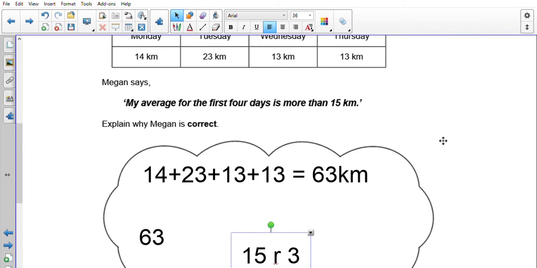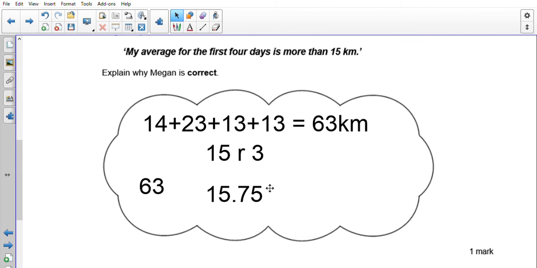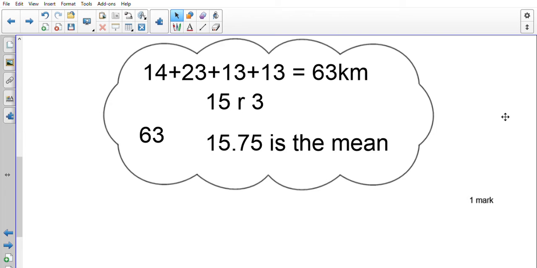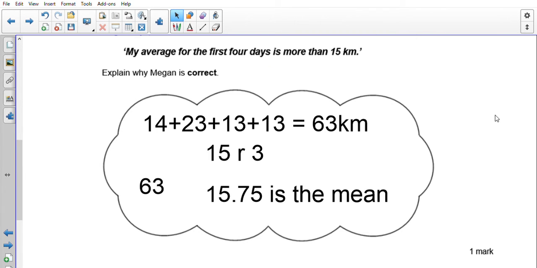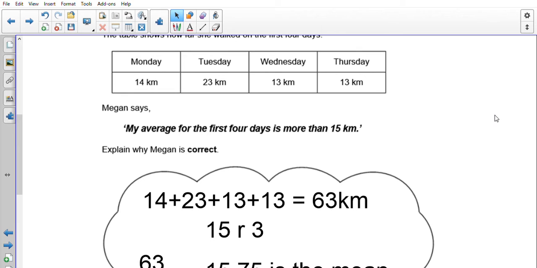Let's just dropped off the page there. Okay, and so what I would then just say for that is, so that's the mean, and then all you need to say is that that's greater than 15, so she's correct. Okay, so at the moment she's at 15 remainder 3, or 15.75 kilometers per day on average. Which means that if that's what she walked each day, she would get the same total as what she has got for these 4 days. So work out my total divided by the number of days gives me the mean.